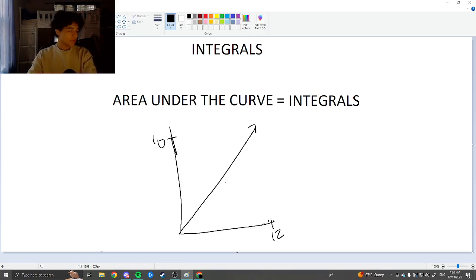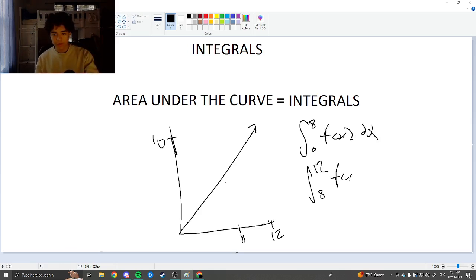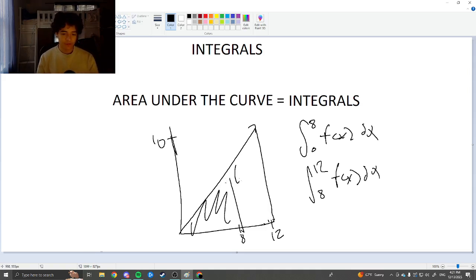A couple more things that are important to know is that if you have an integral, let's say 8 is like around here. If you have the integral from 0 to 8 of f of x dx, and then you also have the integral of 8 to 12 of f of x dx, right? 0 to 8 is going to be this region here, and 8 to 12 is going to be this region here, right? So if you add them up, it's the same thing as just saying 0 to 12.